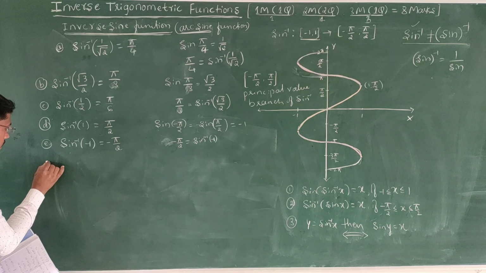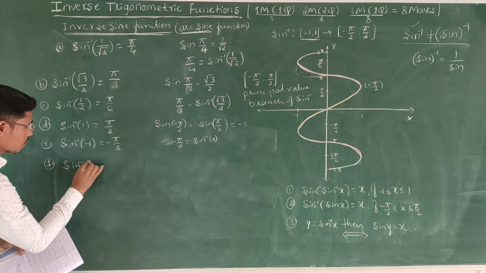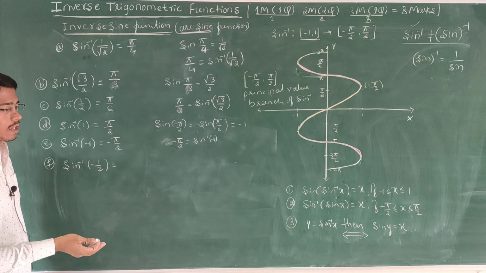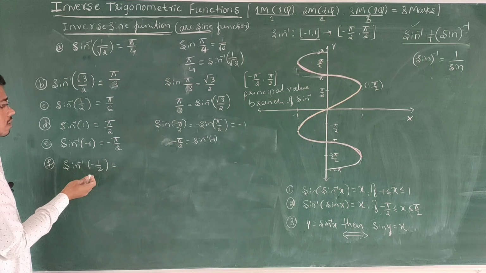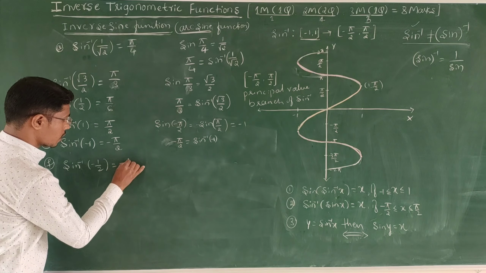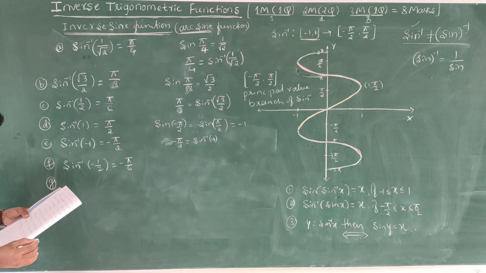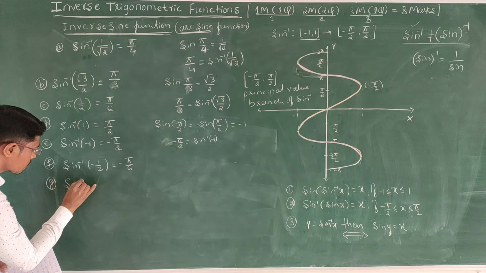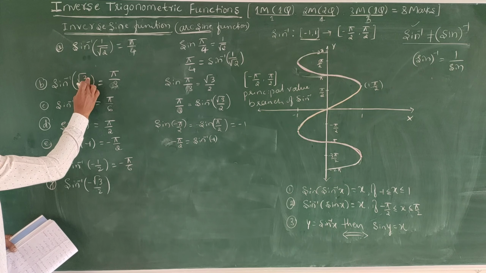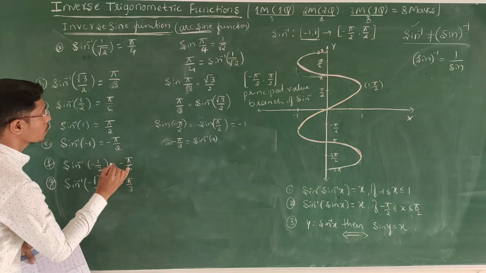Okay, then see sine inverse of minus 1 by 2. As we know, sine of minus theta is minus sine theta. And sine has the value 1 by 2 at pi by 6. Okay, this is minus pi by 6. Sine inverse of minus root 3 by 2: sine inverse of root 3 by 2 is pi by 3, so sine inverse of minus root 3 by 2 is minus pi divided by 3.